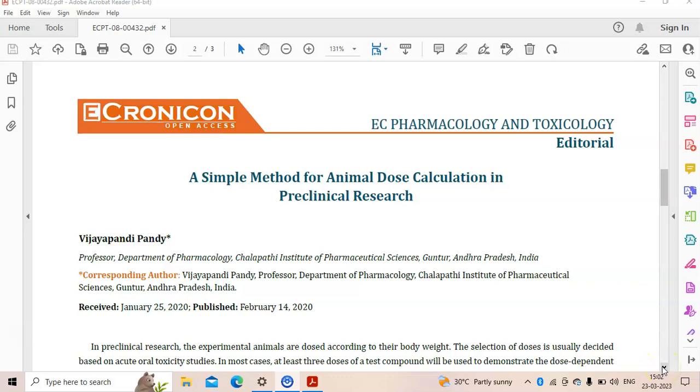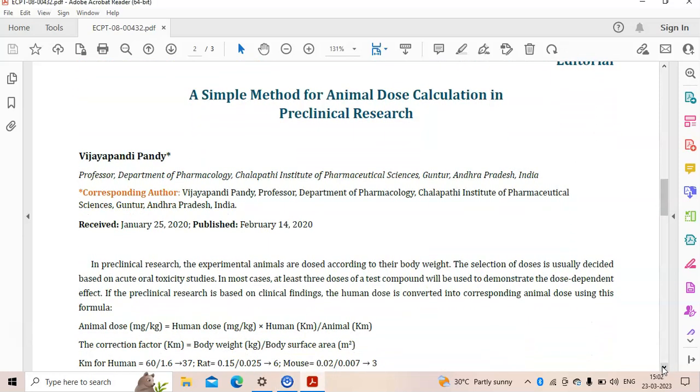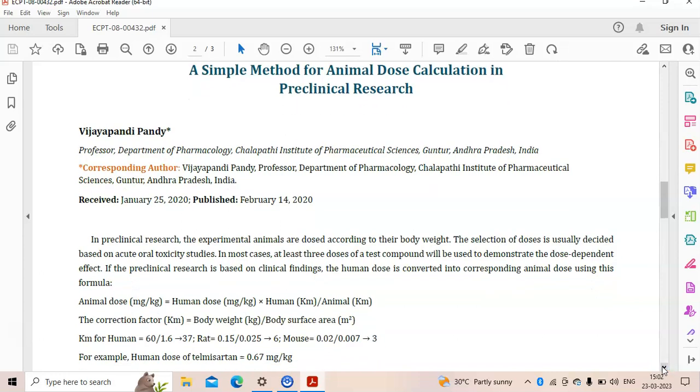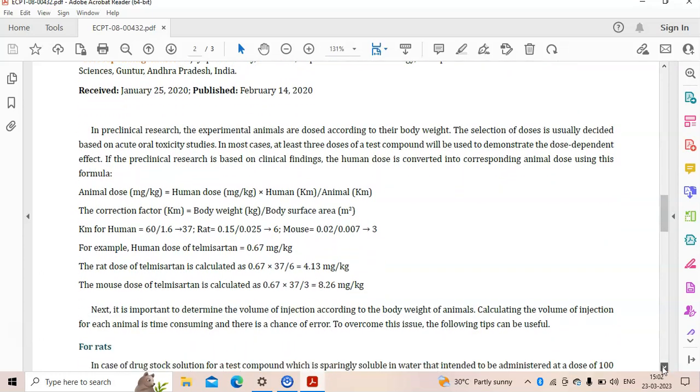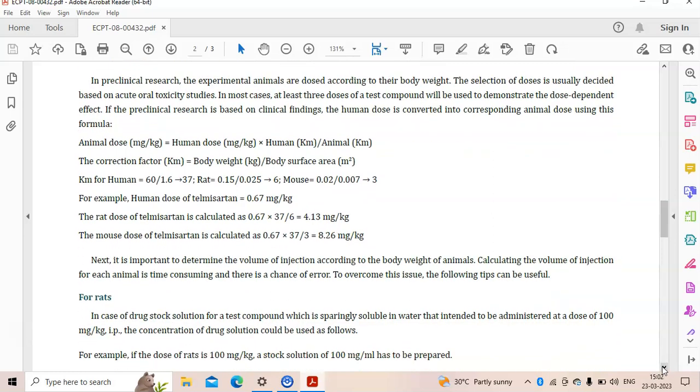by Vijaya Pandi. So here he has given the method for the animal dose calculation in preclinical research. As we can see in the paper, in preclinical research the experimental animals are dosed according to their body weight, and the selection of doses is usually decided based on oral toxicity studies.